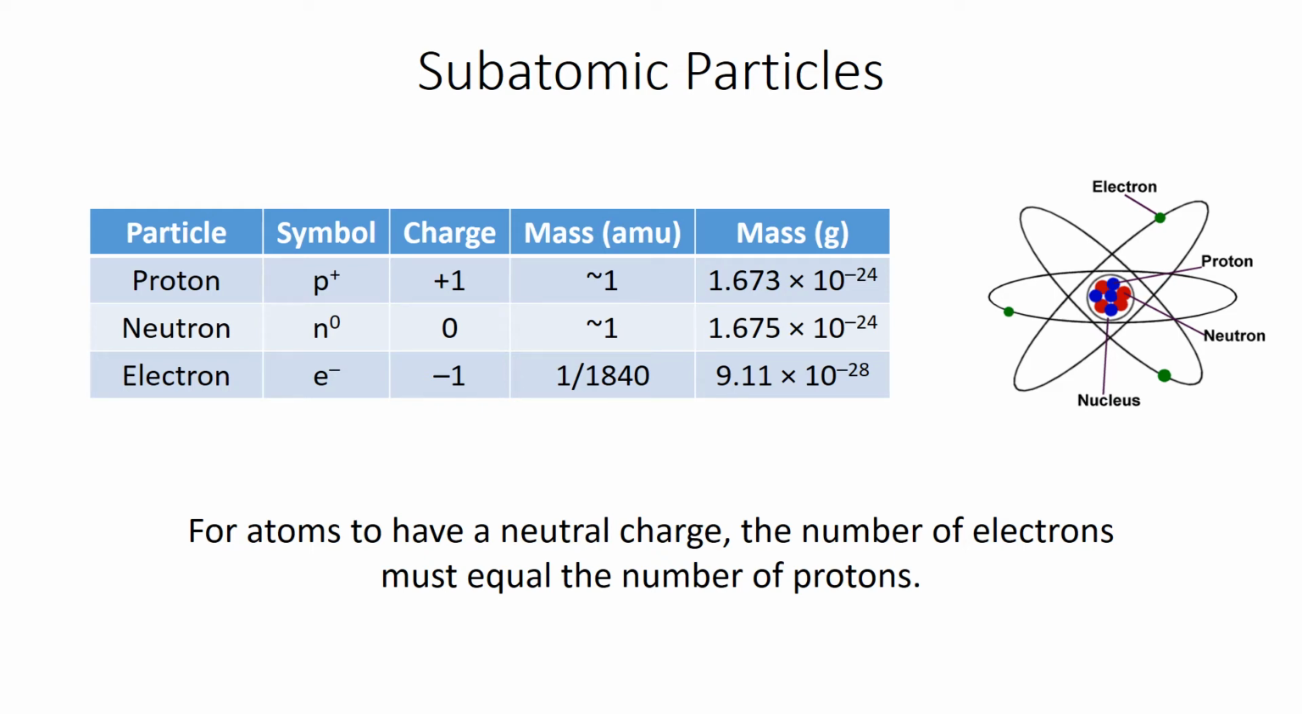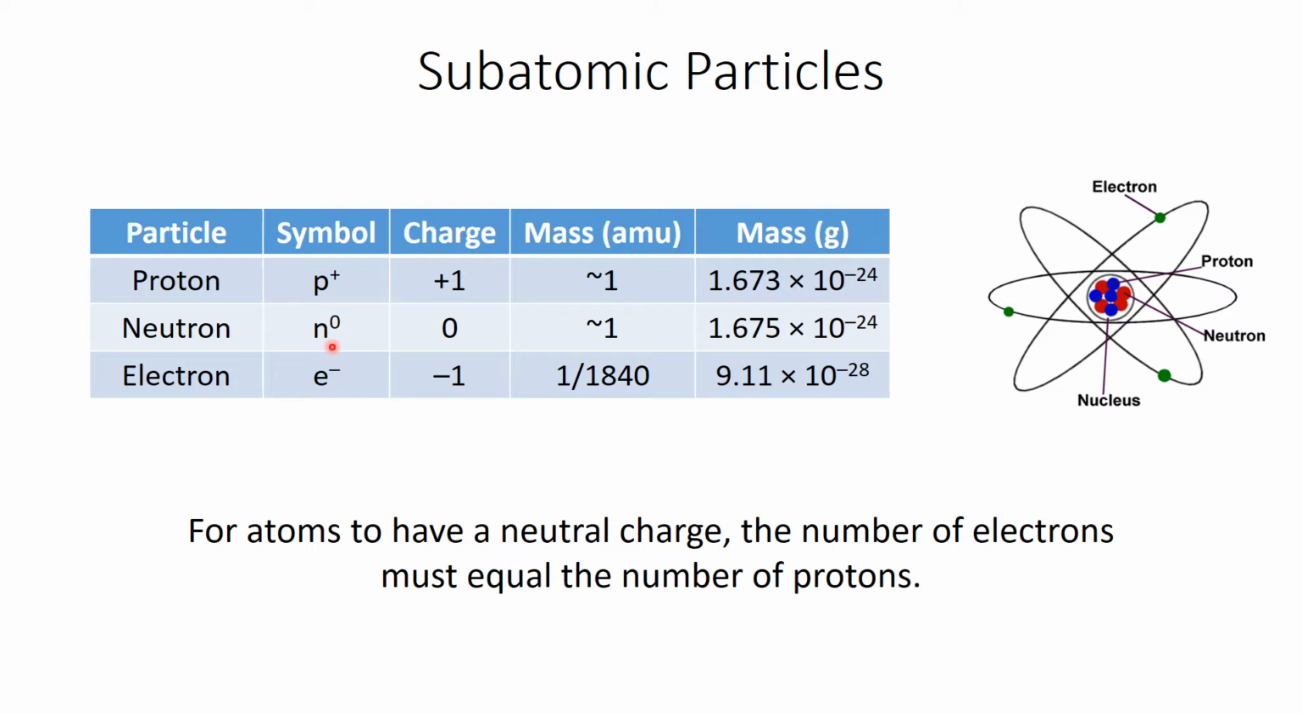So here we have a chart summarizing what we just discovered. A proton, symbolized as P+, has a charge of +1, an approximate mass of 1 AMU, and a mass of 1.673 times 10 to the negative 24 grams. So that just tells you approximately how much an AMU really is. It's that many grams. So in other words, not a lot.